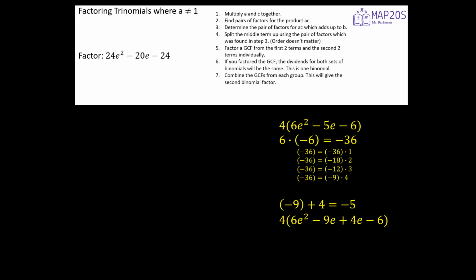All right, you'll notice I still have that 4 in front there. That's a part of it, but you don't have to write it in until the end. 6e squared and negative 9e, we can take a 3e out, and we're left with 2e minus 3. And 4e minus 6, we can also take a 2 out, and we're left with 2e minus 3. All right, now our answer, the 4 goes in front, 2e minus 3, and 3e plus 2, and that gives us our final answer.